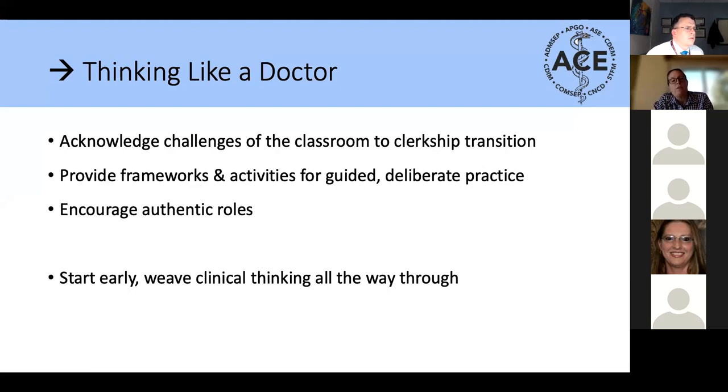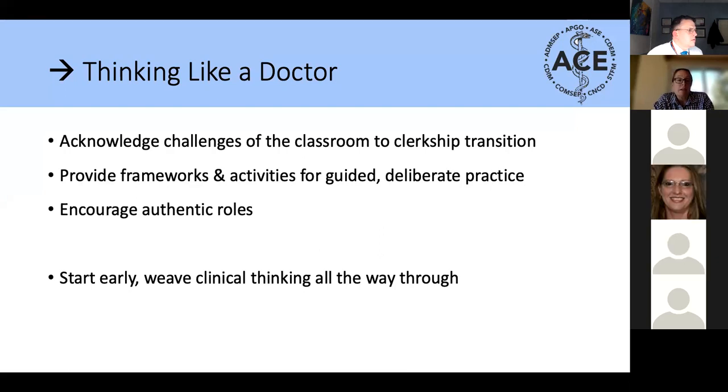We've looked at a few frameworks and strategies for guided, deliberate practice. And again, really thinking of students as junior providers who fully can participate and don't need a special carved out way of presenting or doing things. They just need support to be able to contribute in the way that everybody else is contributing.